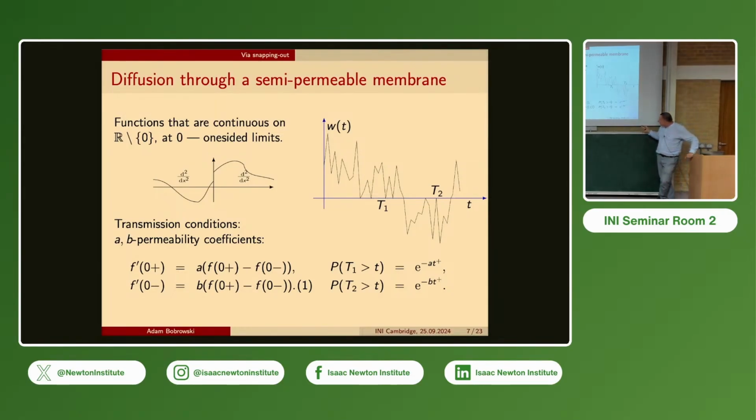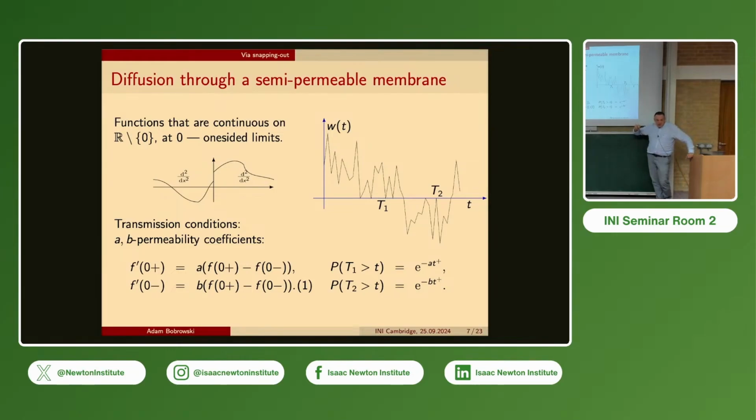As you can see, these parameters A and B are here. They are really permeability coefficients. They tell us how much time you need to spend at the boundary before you filter to the other side. Okay. So the larger A is, the larger... this is going to be important in a moment.